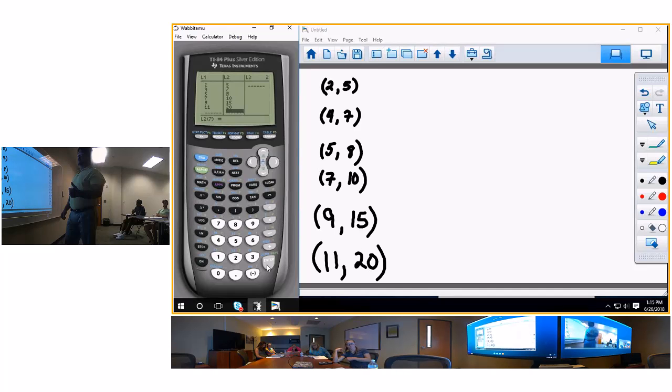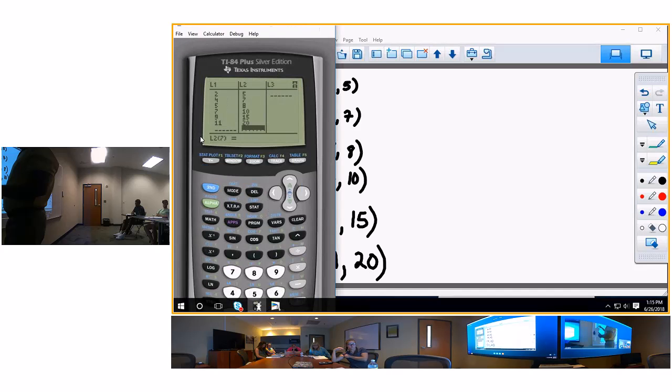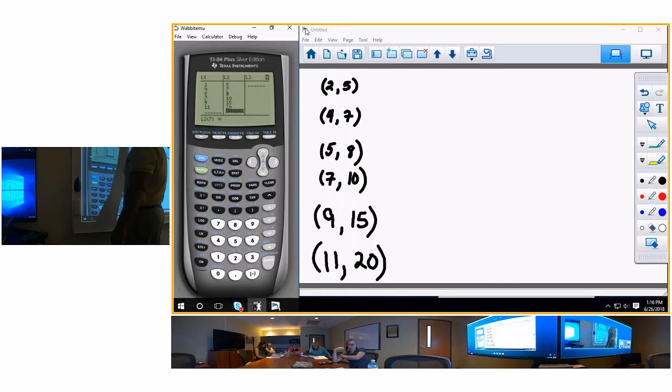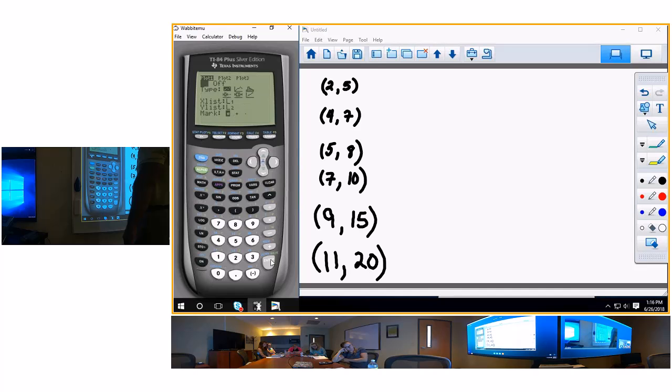So, here we go. Second, stat plot. Second, stat plot. Plot on. And I'm just going to go down to graph. Make sure everything's turned on. I'm going to hit zoom, 9. And there's my plot.